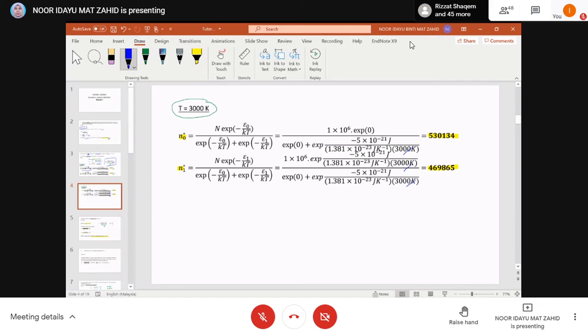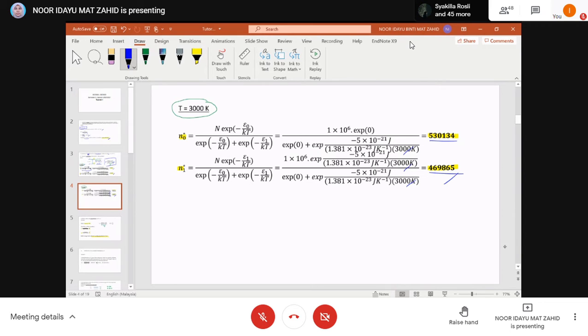The value for the lower energy state would be 530,134. Then 1 million minus this value, you should be able to obtain the higher energy state population. Or you can do it step by step like this. If you compare your answers for the 300 Kelvin system and the 3000 Kelvin system, you can see that at this higher temperature, both energy states are almost equally populated.